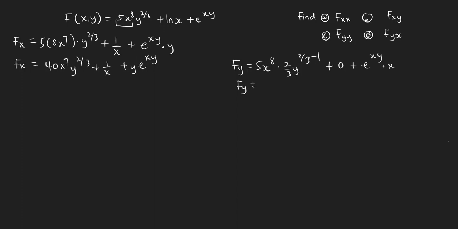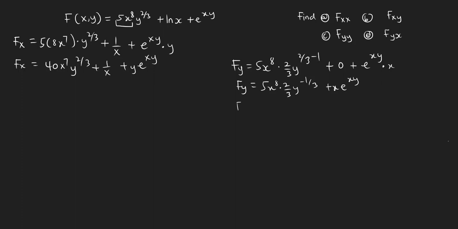Let's first deal with this power that you have here. So 2 on 3 minus 1 gives us minus 1 on 3. Let's take note of that. So I'm going to have 5x to the power 8 multiplying 2 on 3 times y to the power minus 1 on 3, plus x multiplying e to the power xy.